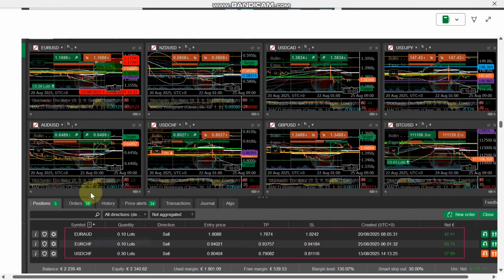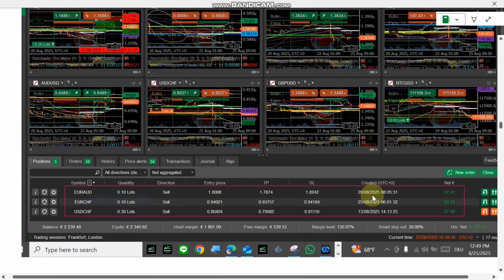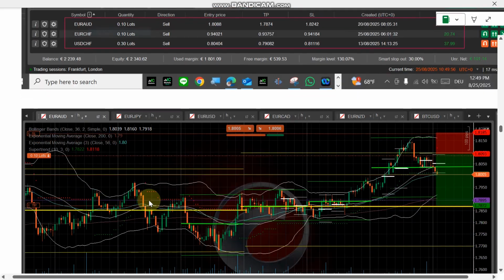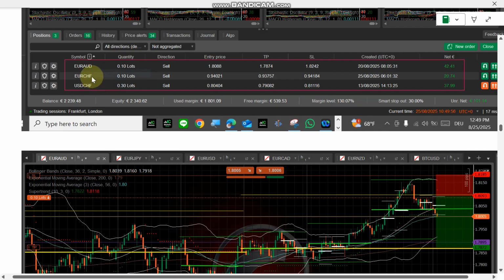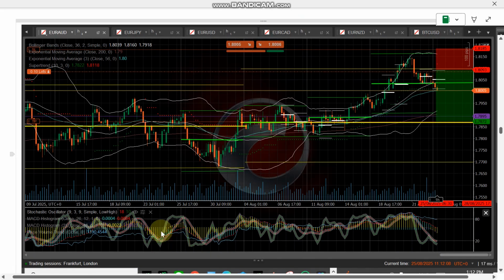So what day is this? This is 2025, the 13th, something like that. This is a history of my pairs, three pairs still floating and running. That's Euro Aussie, Euro Swiss franc, and US Swiss franc still running.